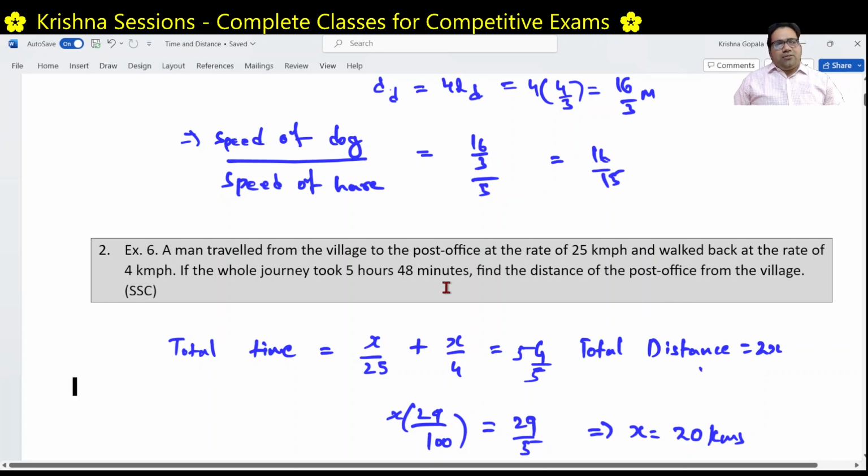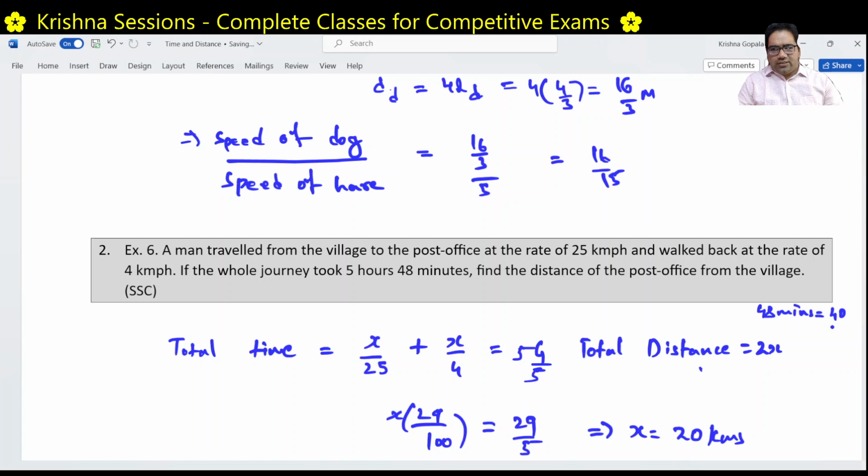5 hours, 48 minutes. What is 48 minutes? 48 minutes is equal to 48 by 60 hours, right? How many hours? 48 by 60, which is equal to 4 by 5. 12 goes 4 times, 12 goes 5 times, right? So what that means, 5 hours 48 minutes is equal to 5 and 4 by 5 hours, right?